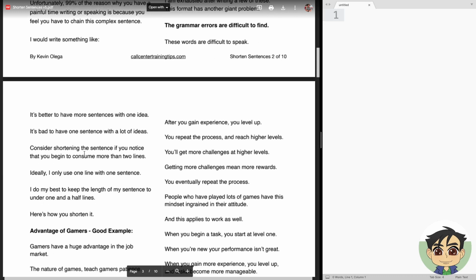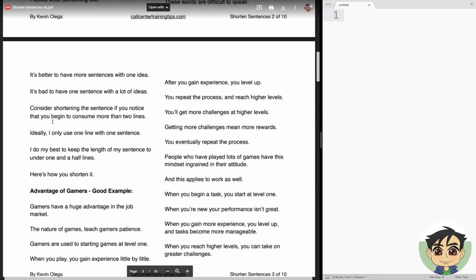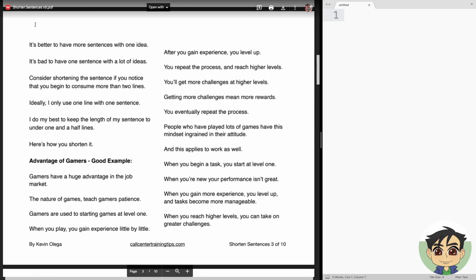So it's a better way. Let me just scroll down. It's better to have more sentences with one idea. It's bad to have one sentence with a lot of ideas. So every time you're going to start another idea, you need another sentence. So consider shortening the sentence if you notice that you begin to consume more than 2 lines.